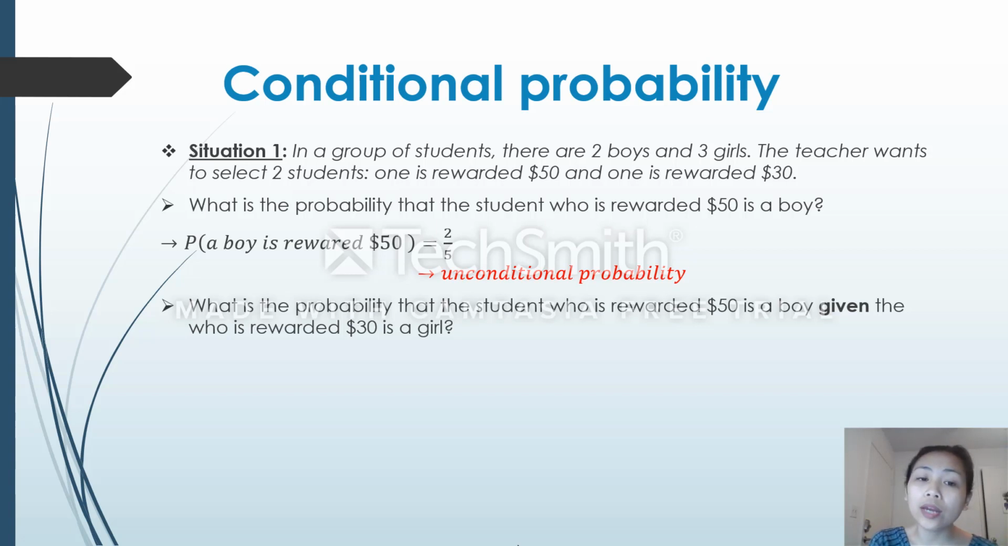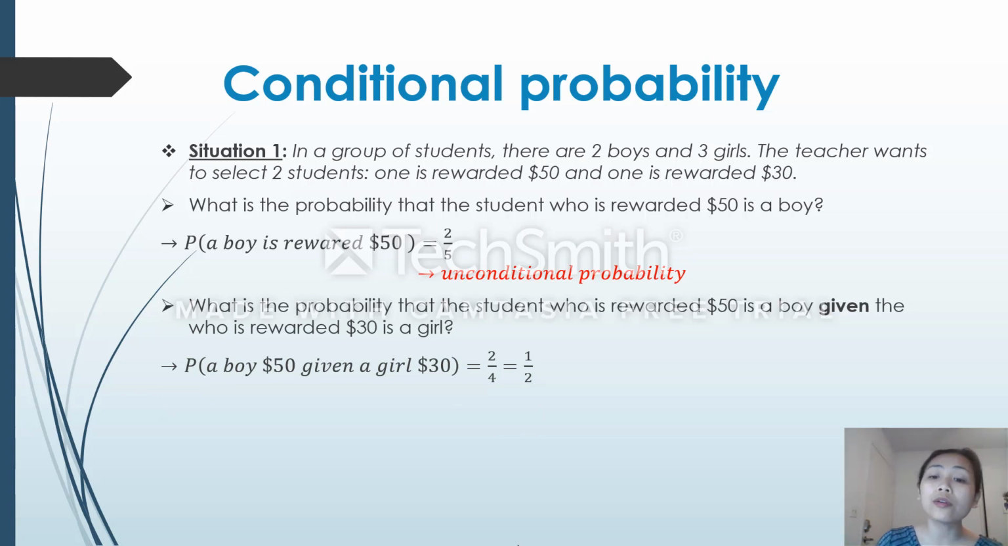That means we assume that one student has already received $30 and that is a girl. So because we have already selected one student, we have only 4 students left, and amongst the 4, we have 2 boys and 2 girls. So the probability of getting a boy out of a group of 2 boys and 2 girls is just 2 out of 4. So in this situation, it's not 2 out of 5, but 2 out of 4 because one girl is already omitted. So we have only 2 boys and 2 girls left. The probability of getting a boy is just 2 out of 4.